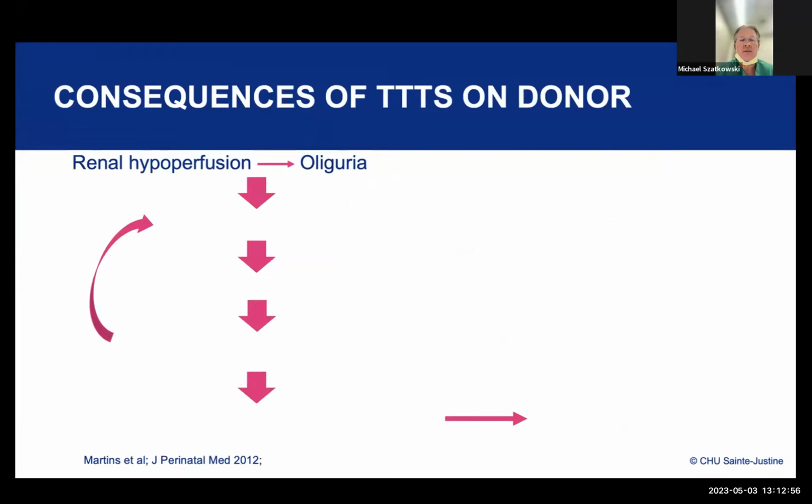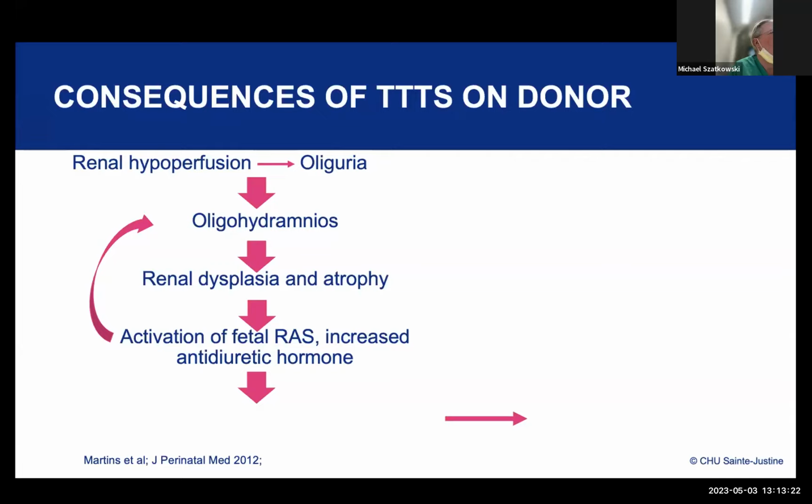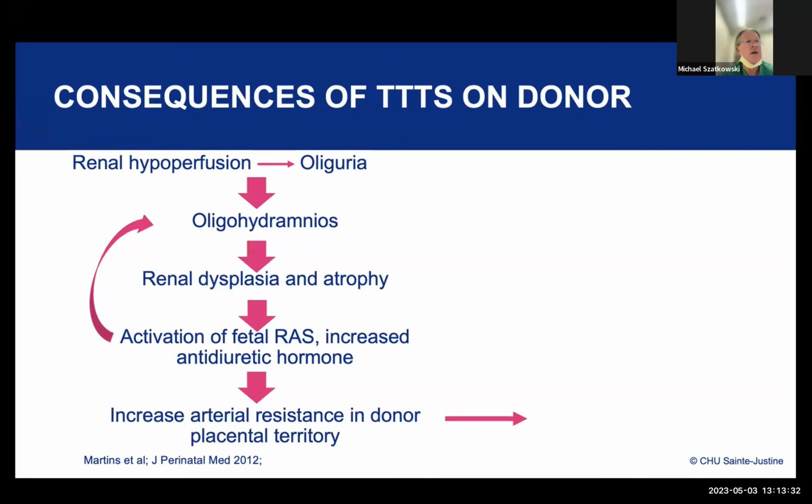So to repeat in more detail, let's start with the donor. The donor experiences renal hypoperfusion and oliguria. Then oligohydramnios will develop. Those factors will contribute to renal dysplasia and renal atrophy, then the donor will activate its renin-angiotensin system, and we will see an increase of the antidiuretic hormone. And then the arterial resistance in the placenta is increased, which will lead to the IUGR presentation.